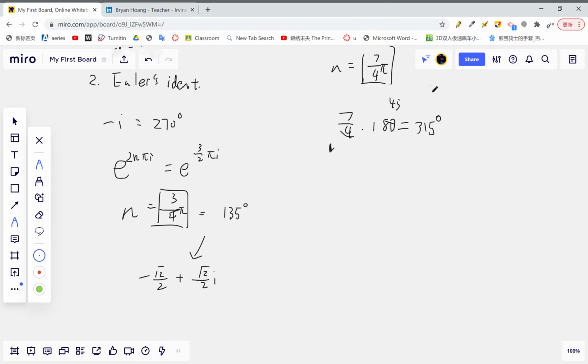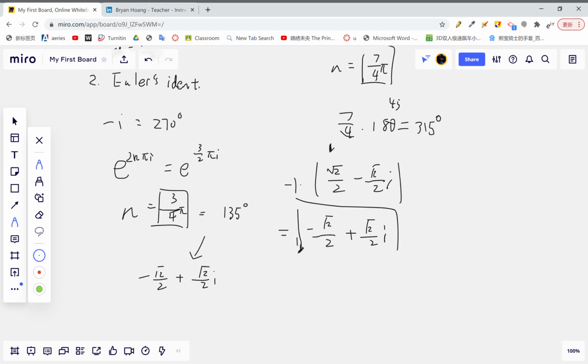So 315 is root 2 over 2 minus root 2 over 2 i in the complex plane, in the unit circle, right? So this is times negative 1, which is negative root 2 over 2 plus root 2 over 2 i, which is our answer. And this is equal to this.